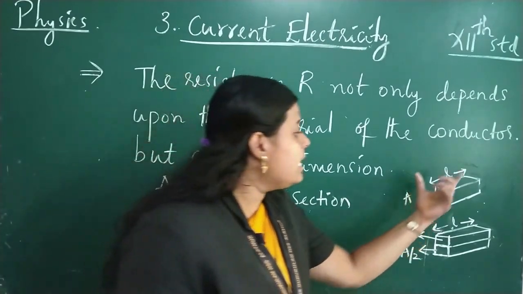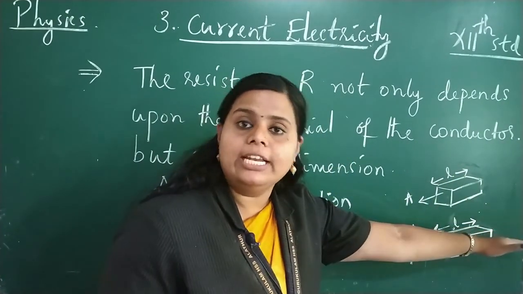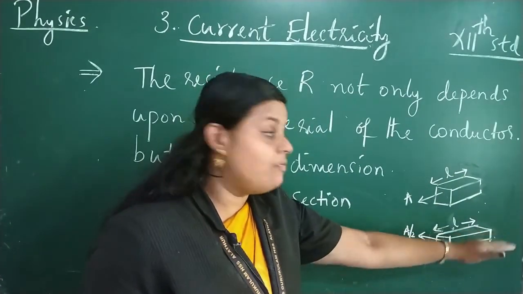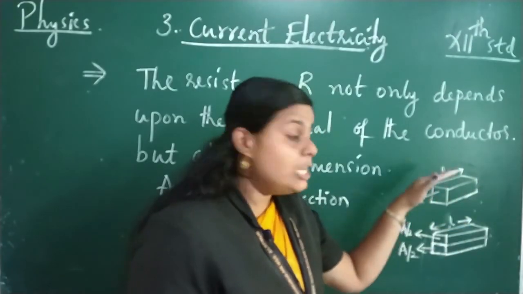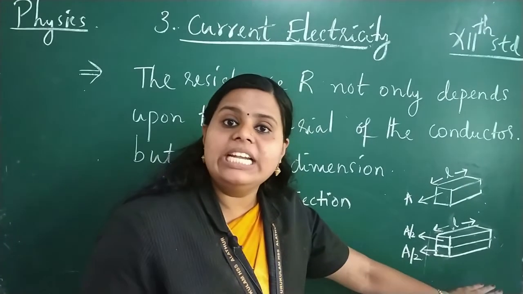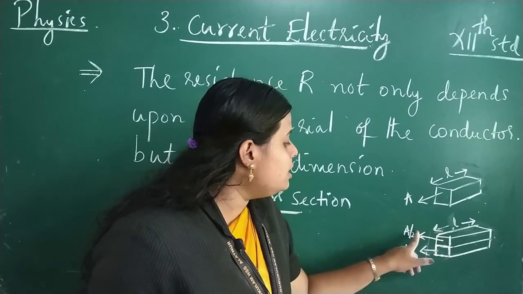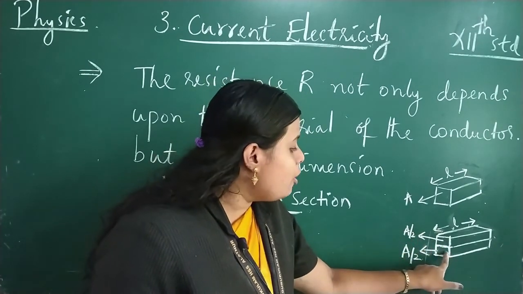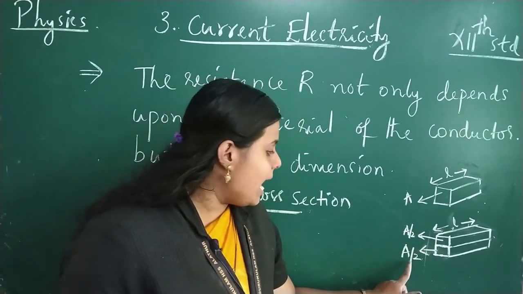Now we are considering half of this conductor slab. We are dividing this conductor into two, cutting it straight into halves. So the area of this portion is A by 2 and the area of cross section of this portion is also A by 2.